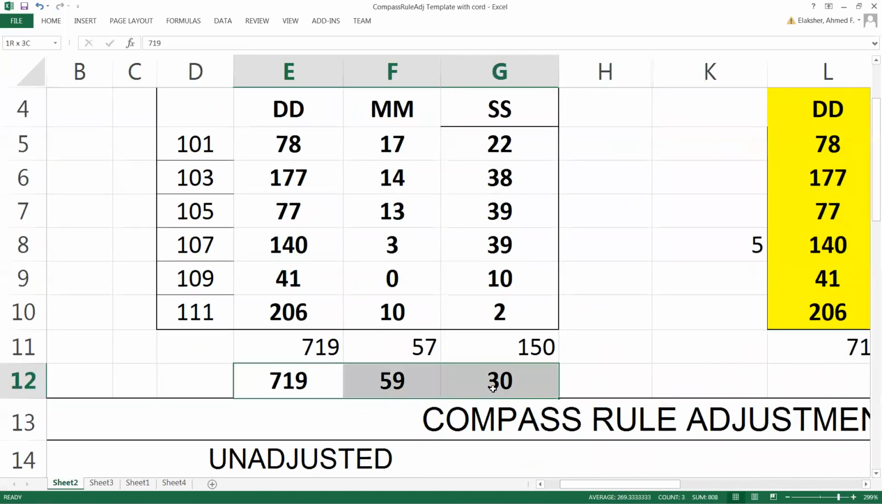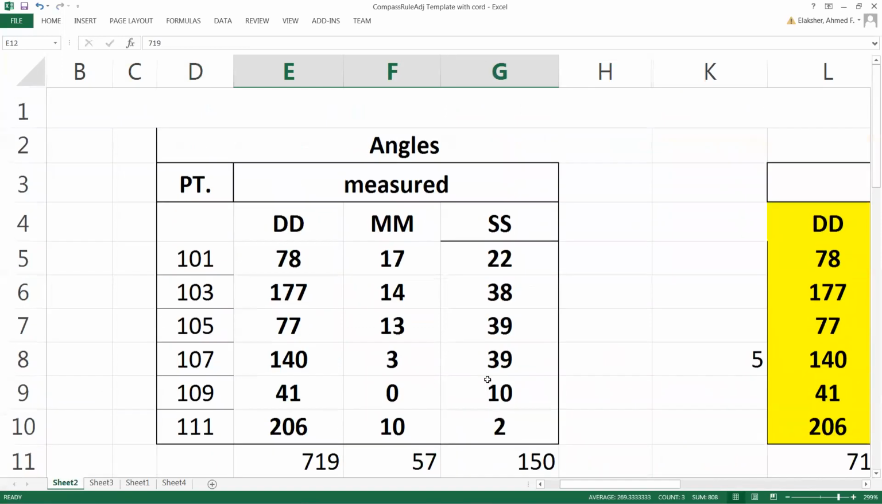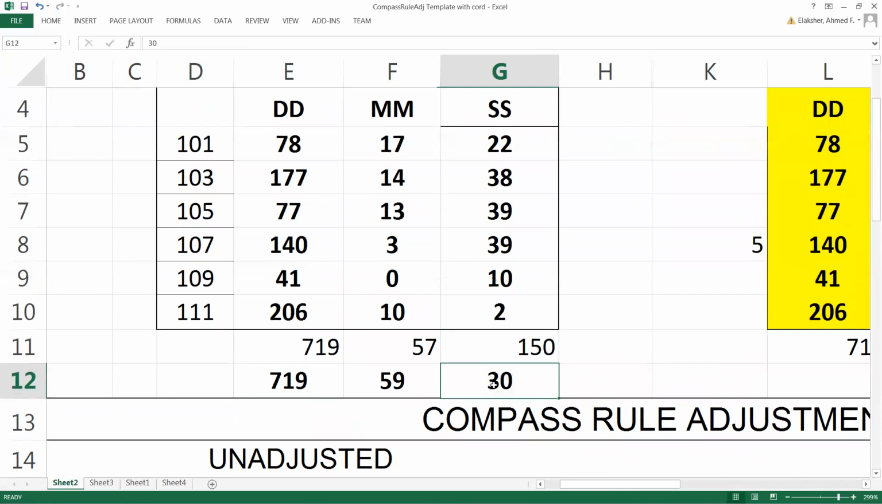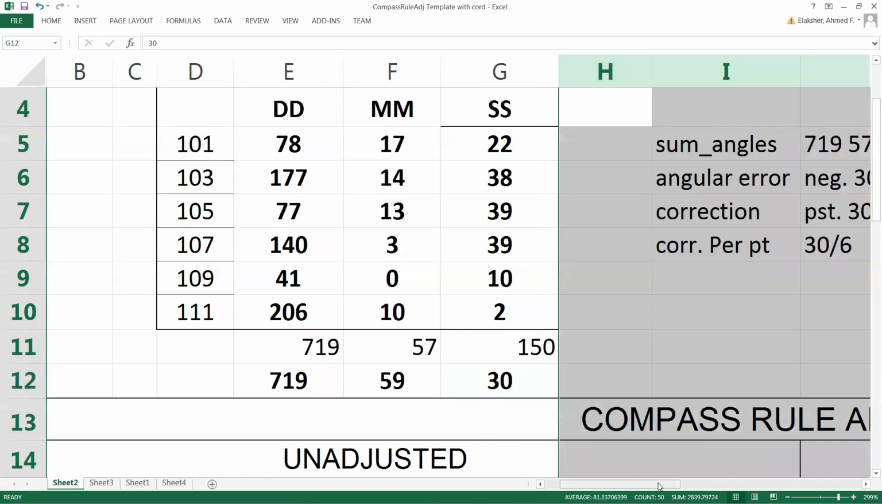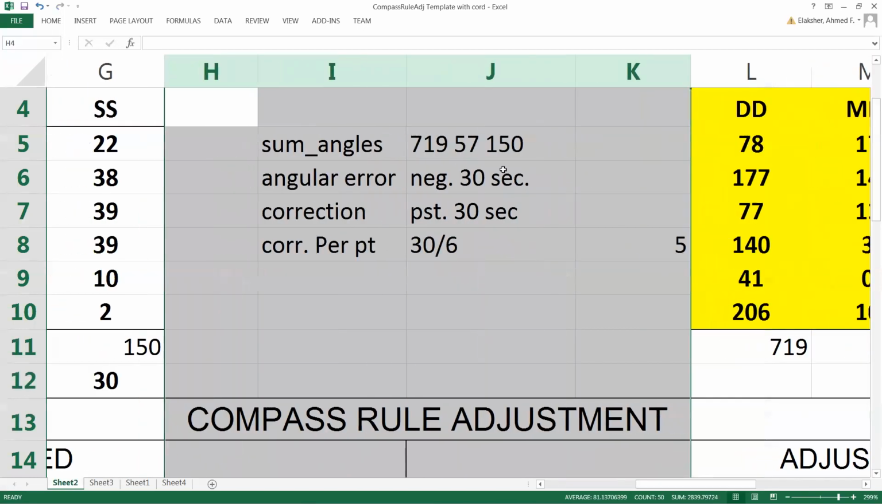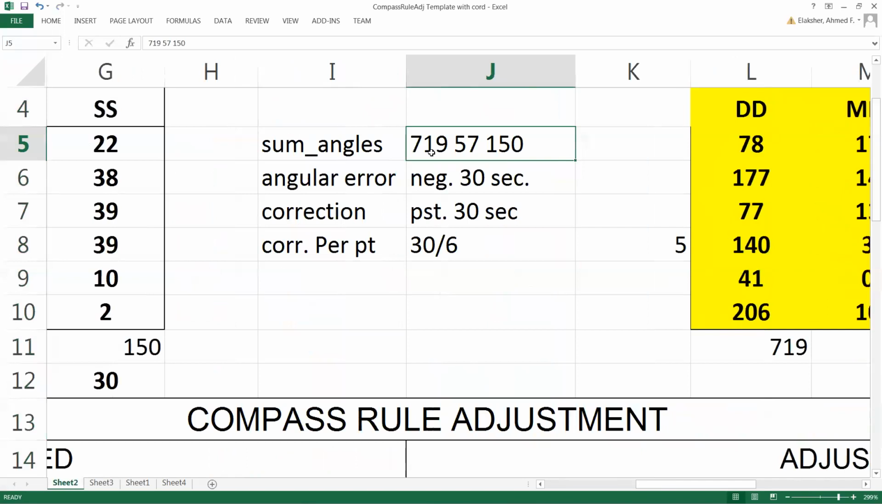This is the sum. Are we exactly 720? Why 720? Because we have 6 points here. So 6 minus 2 times 180. So we are off by 30 in this case. So I need to do the adjustment. Here is how you do the adjustment. So I have the sum here. And as I showed you, we are below 720. So negative 30. That's the error.